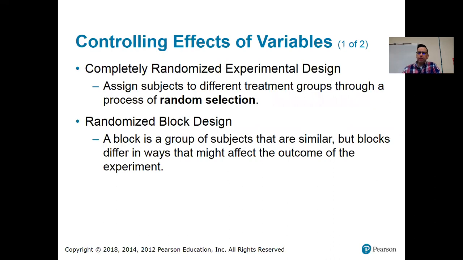All right, completely randomized experimental design is where you assign subjects to different treatment groups through a process of random selection. So you're not going to choose who gets what treatment, you're going to do it at random. Randomized block design. A block is a group of subjects that are similar, but blocks differ in ways that might affect the outcome of the experiment.